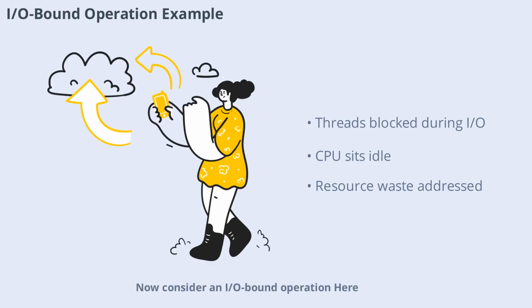Now consider an I/O-bound operation. Here, a thread spends most of its time waiting for external resources, such as database queries or HTTP requests. While the thread is blocked, the CPU sits idle, and valuable resources are held without doing useful work. This is where traditional threads waste memory and processing power, especially when scaled to thousands of requests. Virtual threads address this inefficiency by freeing up resources during wait periods.